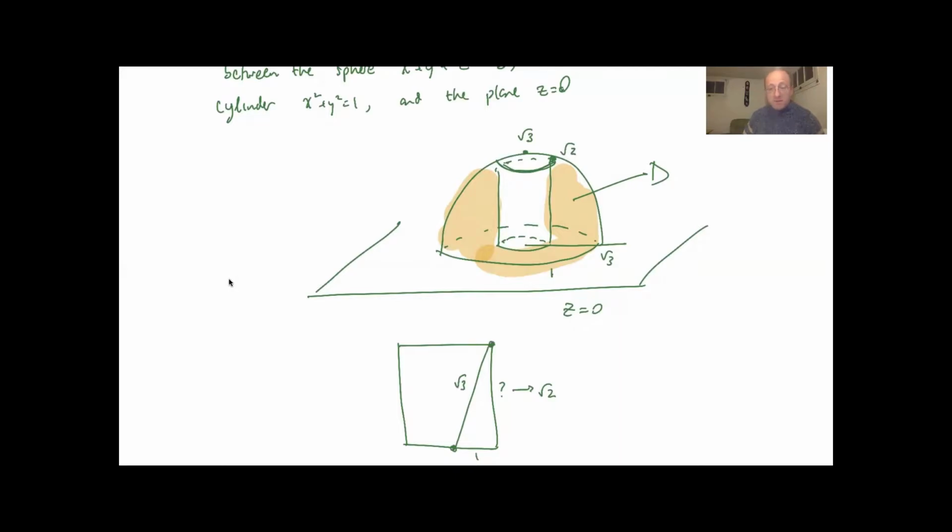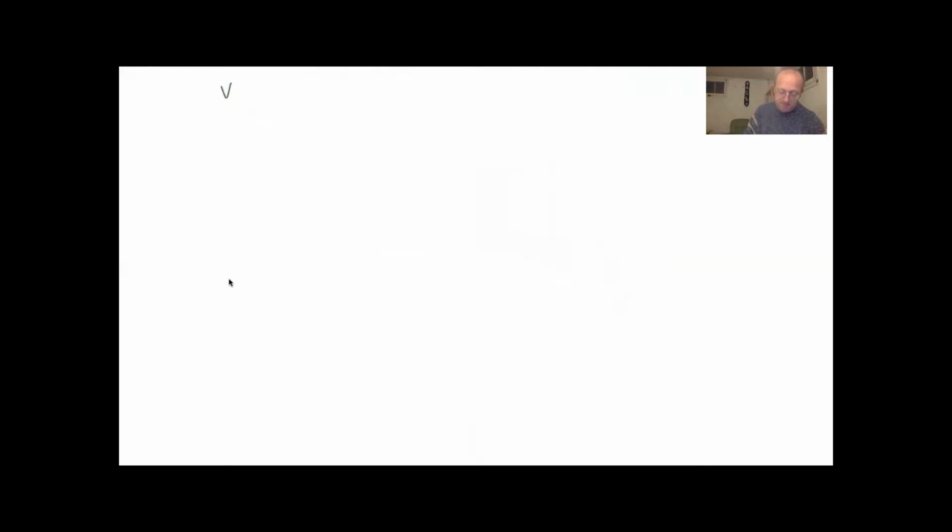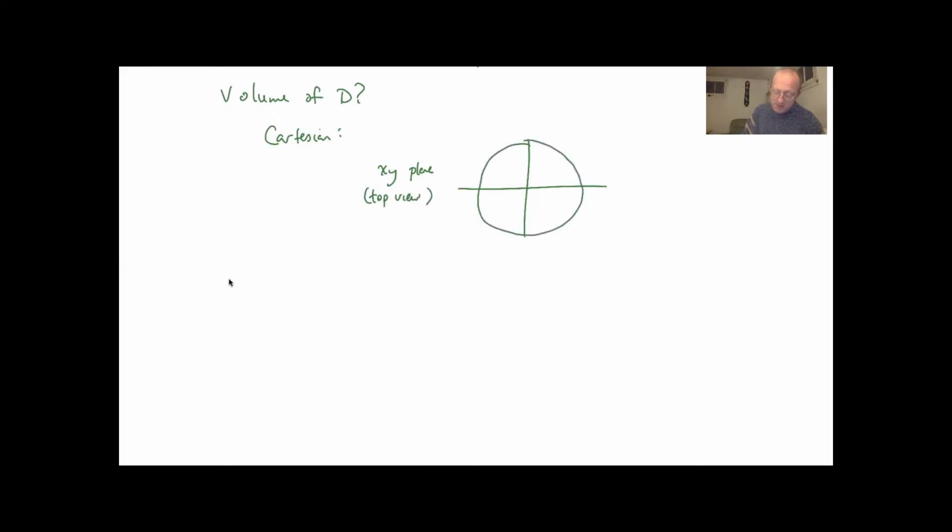Now, let's try to find the volume. Just to see what happens, let's try in Cartesian coordinates. So on the xy plane, so taking a top view down towards the xy plane, we see that the hemisphere would look like a big circle, but we've drilled a little circle out of it. And in the xy plane, we're looking at this region, a ring or an annulus. It doesn't look very promising. It looks like a bad situation.